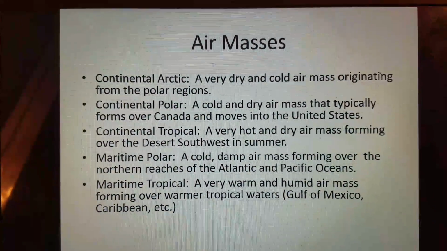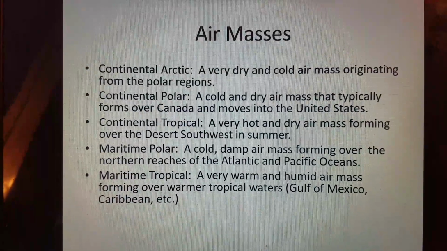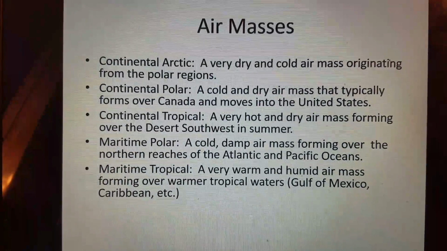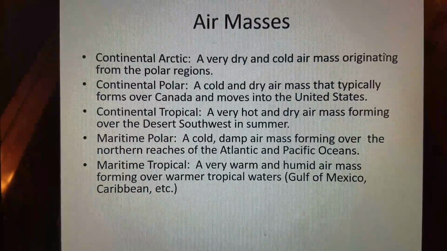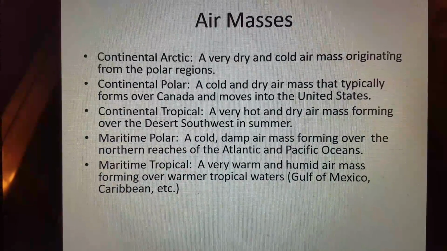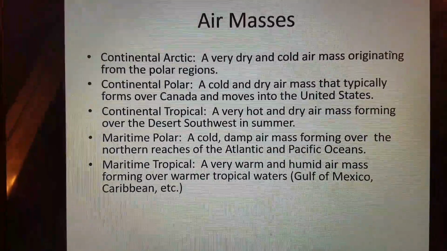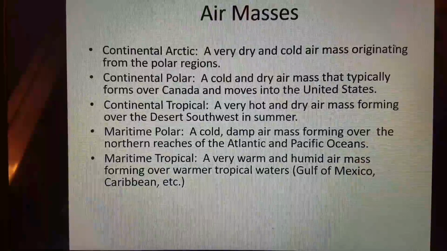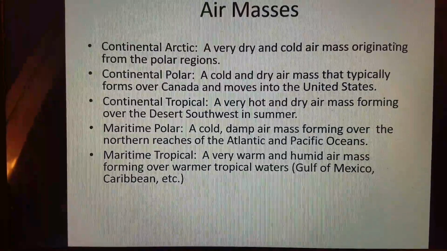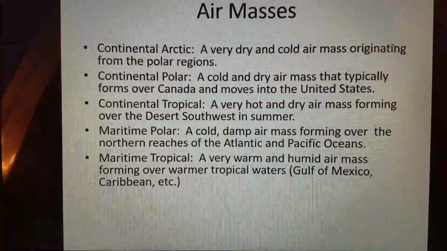Now, this is a very dry and very, very cold air mass originating from the polar regions. And this is one of the coldest air masses that we'll actually ever experience. When I talk about Arctic Express or Arctic outbreaks, I'm talking about continental Arctic air spilling into the United States, causing below zero temperatures in the Midwest and the upper plain states, and 20-degree below normal temperatures for Southeast Virginia.